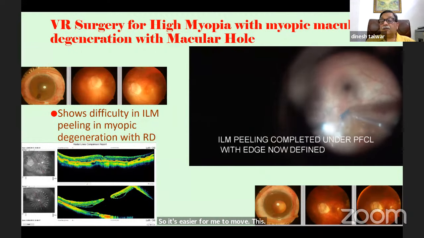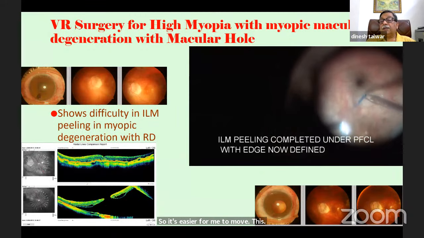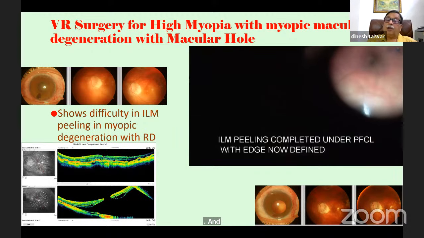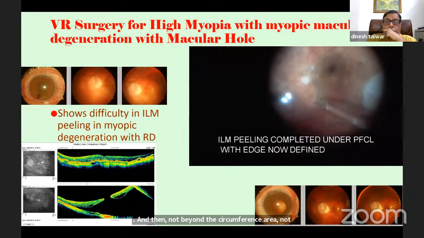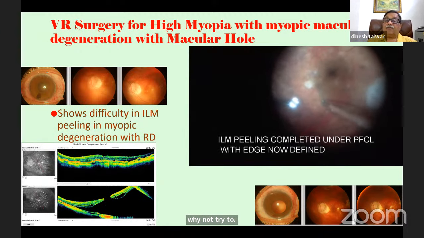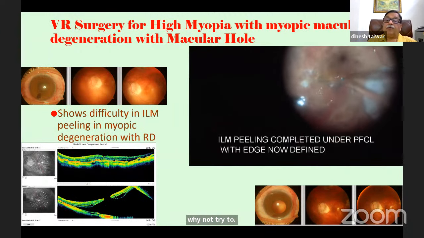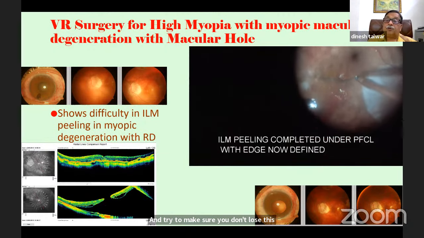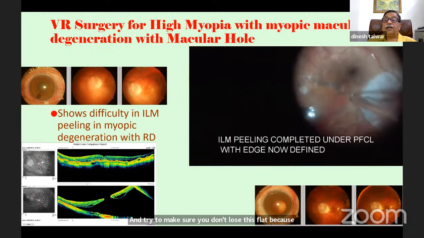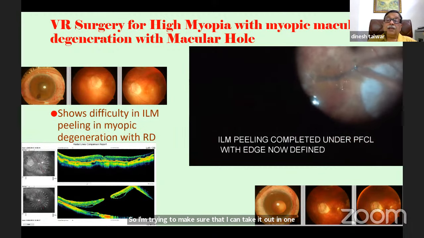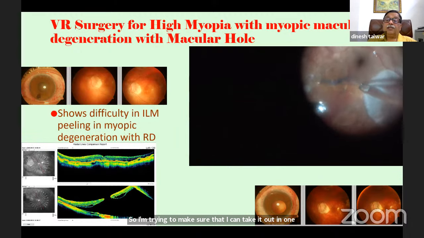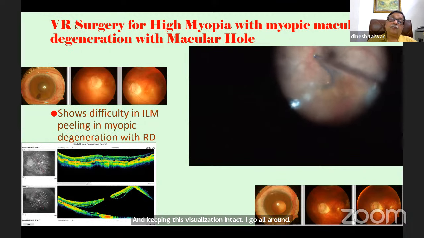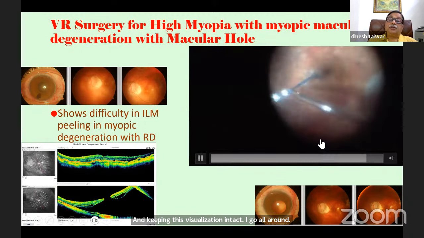Move towards the fovea, inferotemporal quadrant, and then circumferentially, not beyond the circumferential area. I will not try to go too much in the periphery. I have another flap in the upper part, which I'm now again moving. And try to make sure you don't lose this flap, because once you lose the flap, you lose the visualization again. So I'm trying to make sure that I can take it out in one go. And keeping this visualization intact, I go all around circumferentially and then towards the foveal center and remove this.